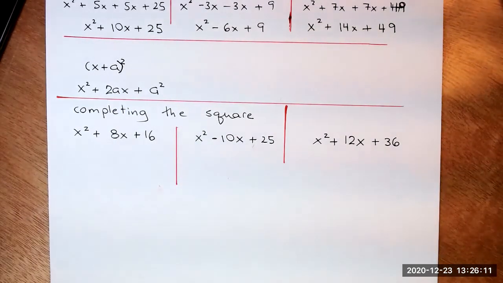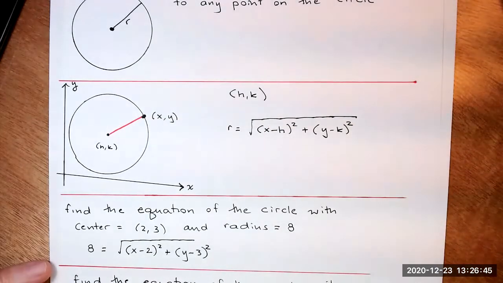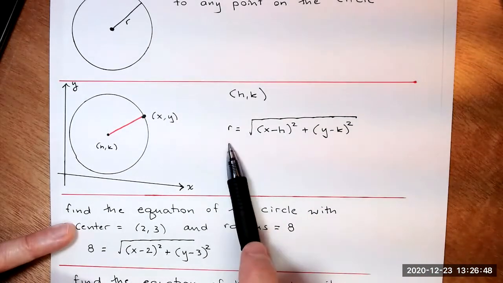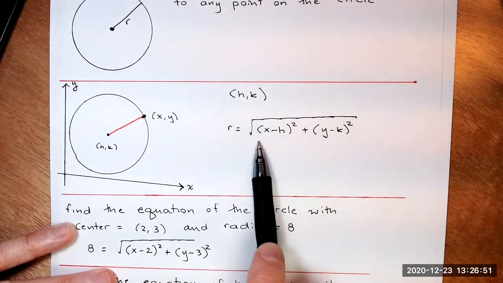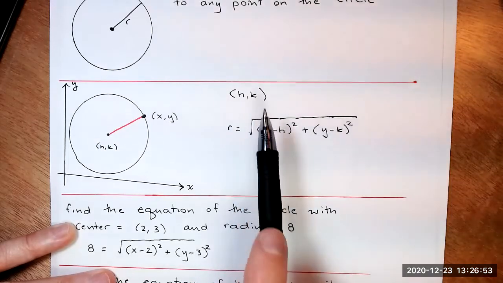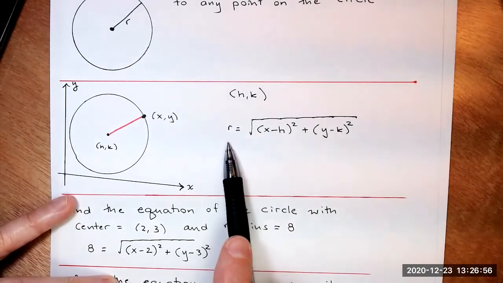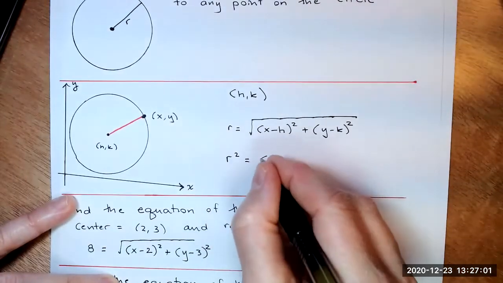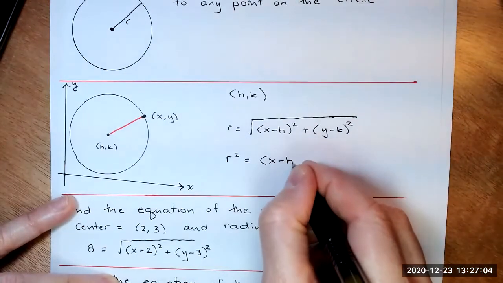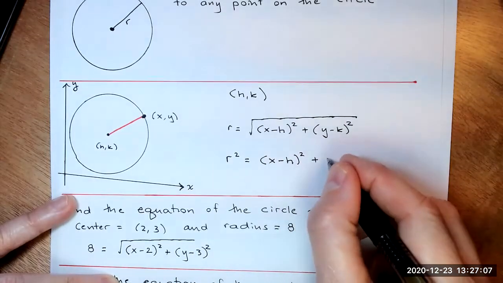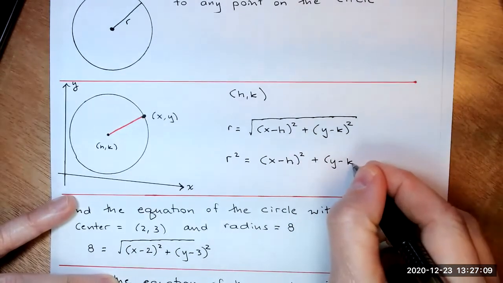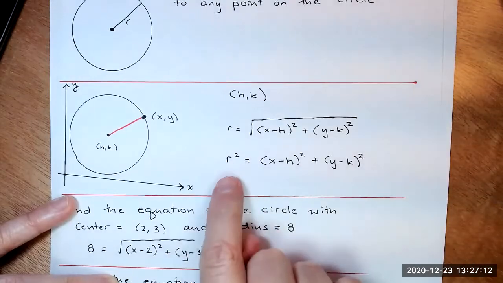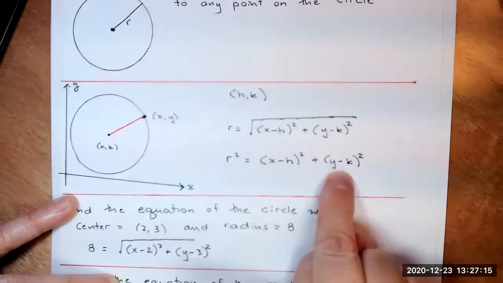Why are we talking about that? Let's find out. All right, so first let's go back here. This is our equation of a circle whose center is at H and K. And another way of writing this is if you square both sides. So let's take a look at this.